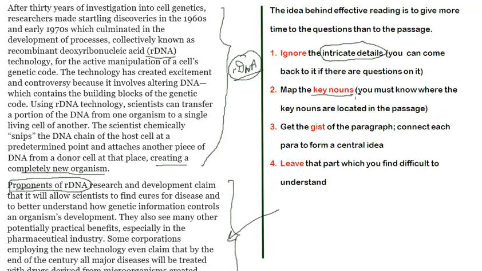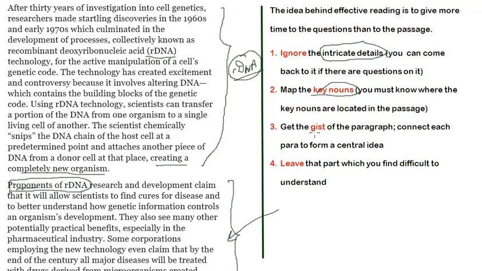How have we mapped the key nouns? The key noun definitely is rDNA. And secondly, the positive things coming from rDNA and the negative things coming from rDNA. So there is a broad comparison going on. There is nothing like multiple things have come here and the author is discussing multiple relationships. So it is primarily about the pros and the cons of rDNA technology, right?